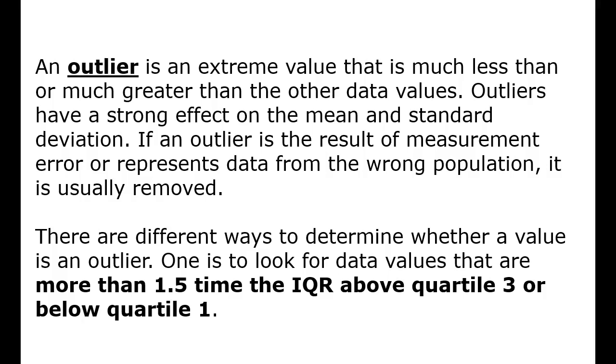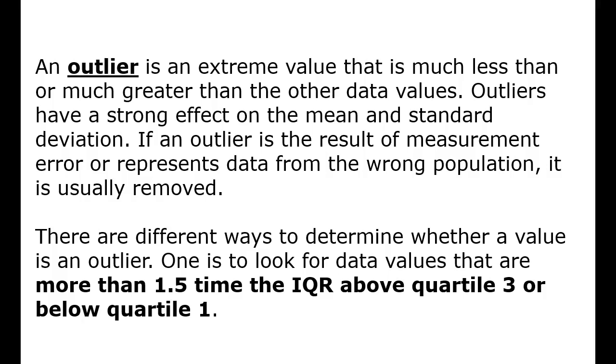If an outlier is the result of an error, you wrote the wrong number down, you typed the wrong number in your spreadsheet, or you got it from the wrong population, we usually remove it. I mean, if there's a reason to remove it, we do. But you have outliers just as part of regular data sets, and we don't remove them in those cases. We just understand that they have a huge impact on the mean and the standard deviation.